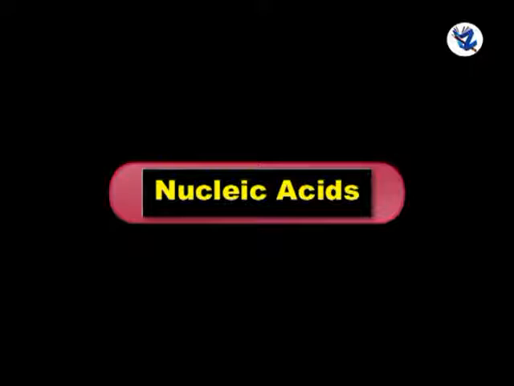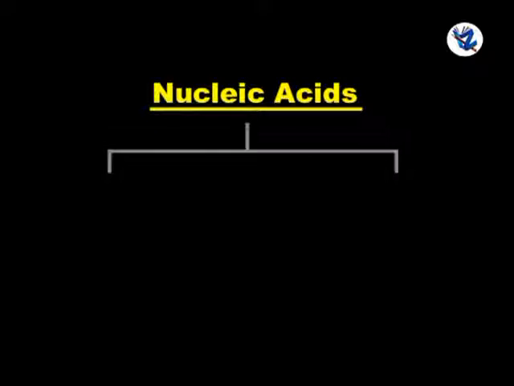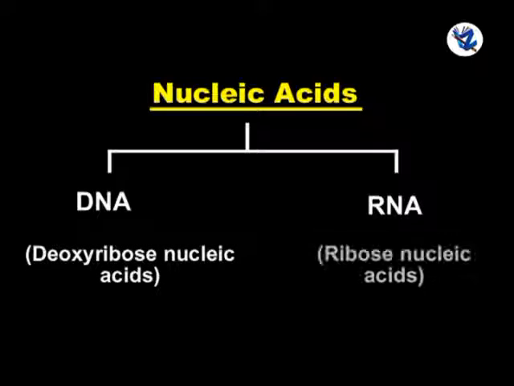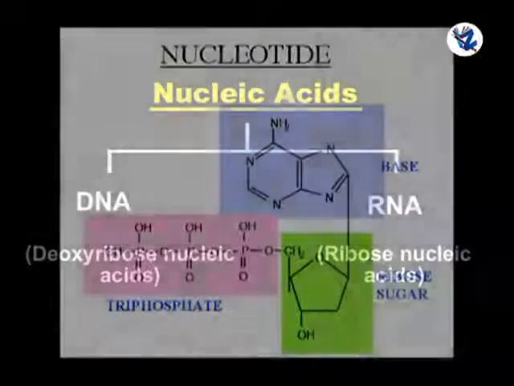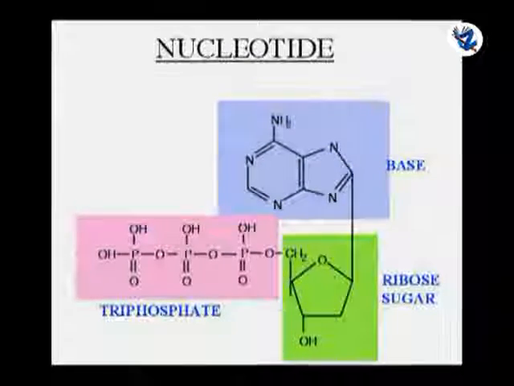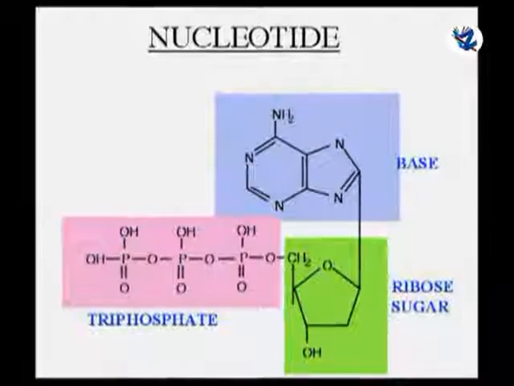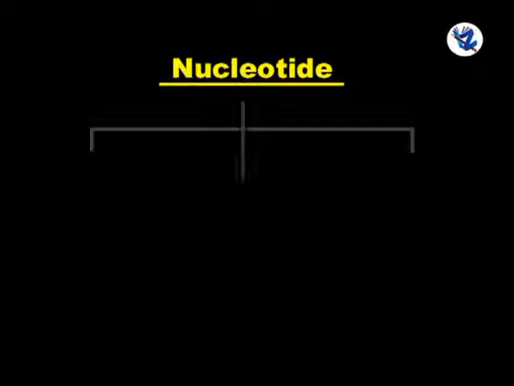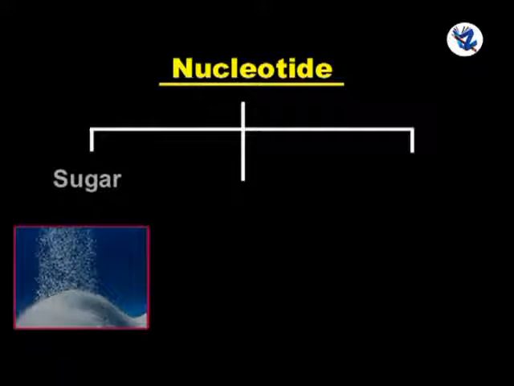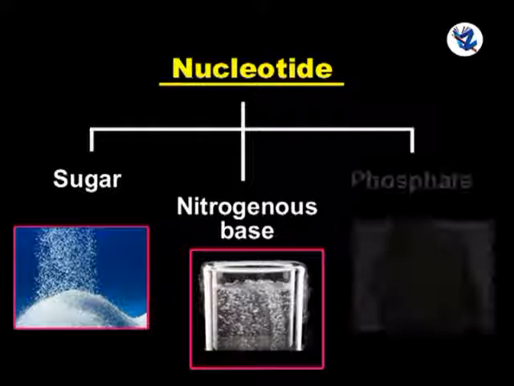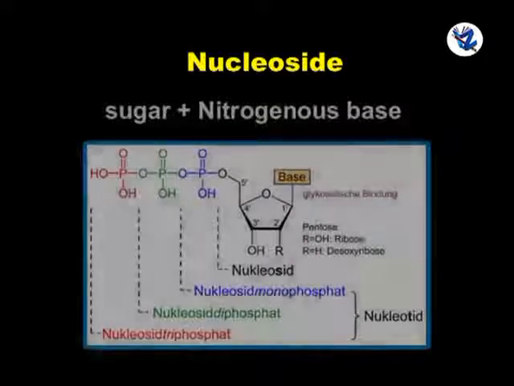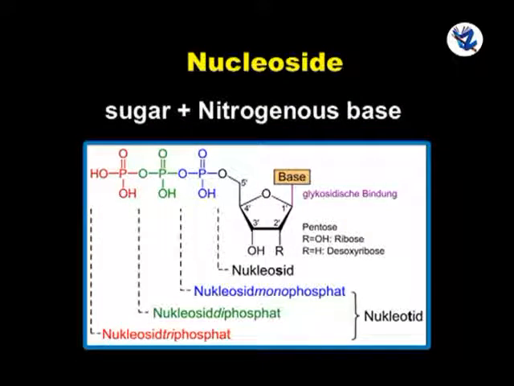Then nucleic acid. The nucleus consists of two types of nucleic acids, DNA, that is deoxyribose nucleic acid, and RNA, that is ribose nucleic acid. These are macromolecules composed of many small units or monomers called nucleotides. Each nucleotide is formed of three components, that is sugar, a nitrogenous base, and a phosphate. And when it is a nucleoside, it contains sugar plus nitrogenous base.